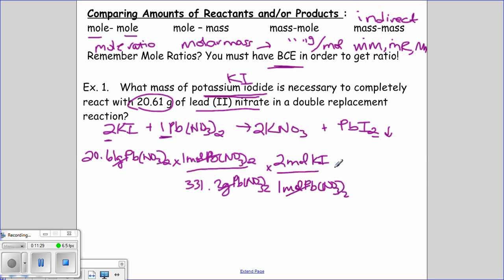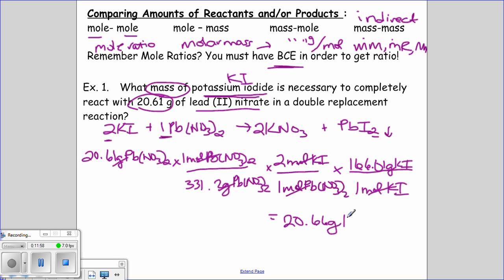My last step is to get to the final question, mass. Mass is the question, or the unit here. So I need to know the molar mass of KI. 1 mole of KI actually weighs 166.01 grams of potassium iodide, and moles of potassium iodide can now be canceled out, and once we do our calculations and put them in our calculator correctly, we should get 20.66 grams of potassium iodide.